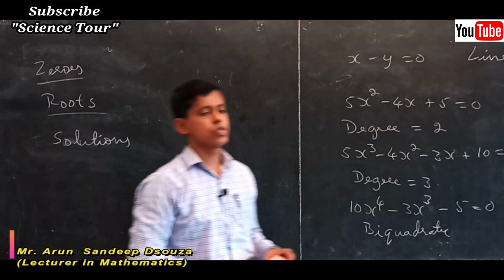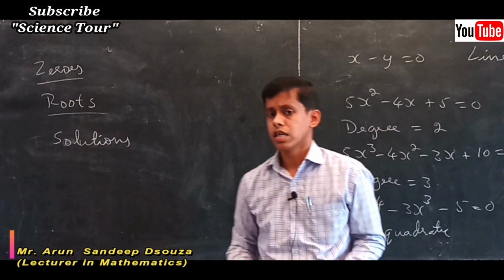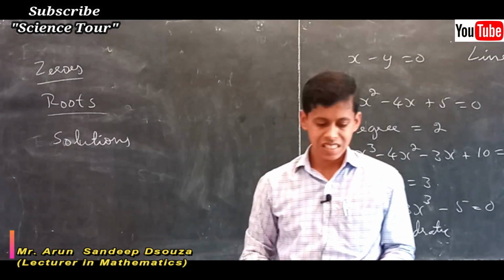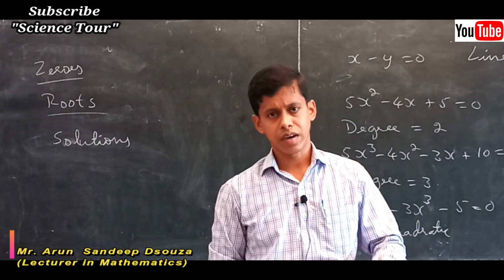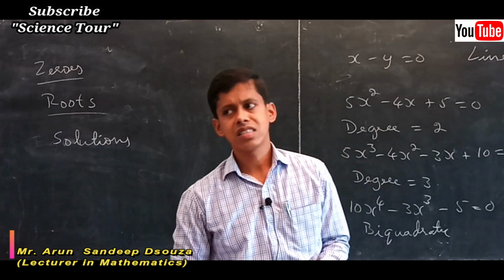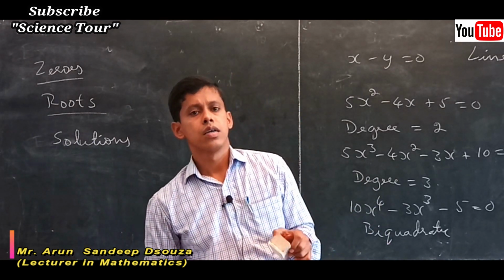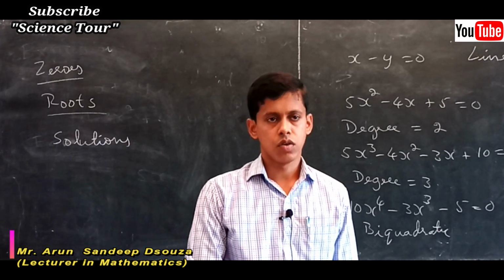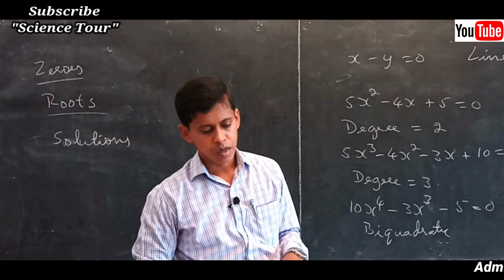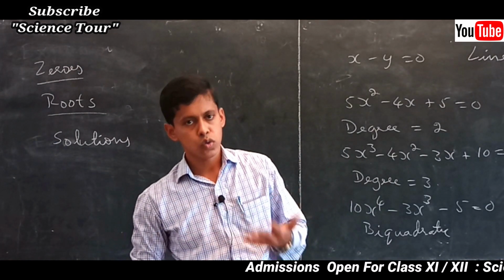Alright. So, either you say zeros, roots, or solutions, it means the same basically. They are just different names of the same thing. Now, before going into the quadratic equation, let us try to solve a few linear equations involving two variables, and let us find their roots.